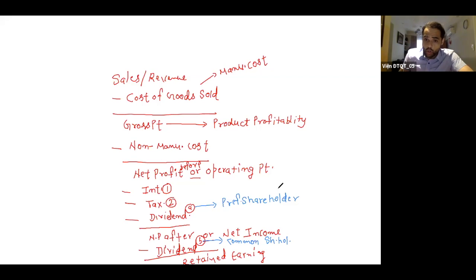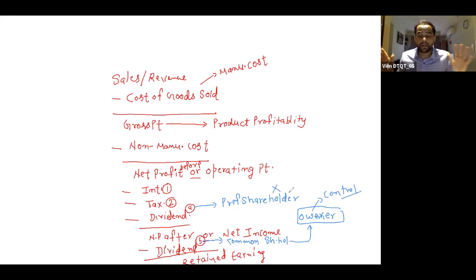But remember, common shareholders are the owner of the company. They control the company. Preference shareholders do not control the company. They are simply shareholders. They receive dividend from time to time, but they are not involved in any kind of important decision making. Control means you are involved in financial or operating decision making, right? So that's called shareholders.